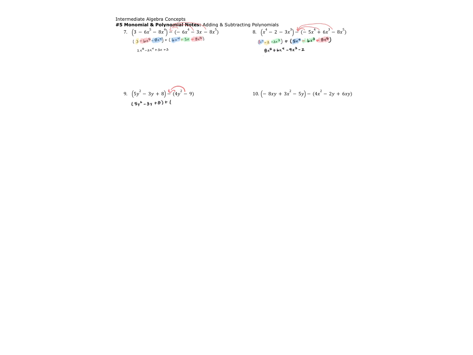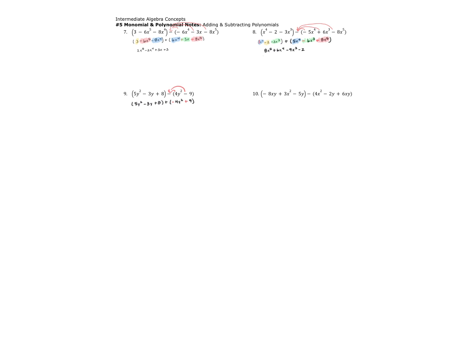So when I look in front of that 4, it's a positive 4, so I want to do the opposite. So now it's going to be a negative 4y squared. Okay, if I have a negative in the middle and a negative 9, those turn into a positive. A negative and a negative are a positive, so that's going to be a positive 9.